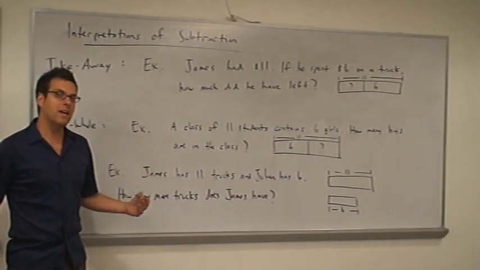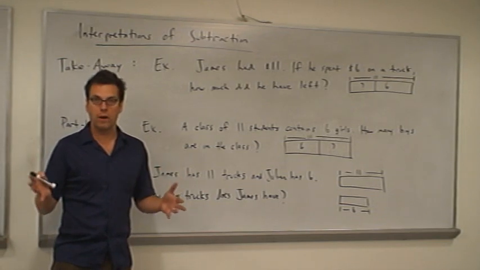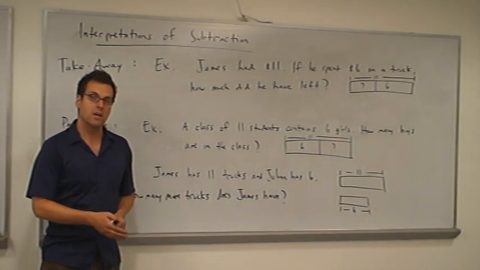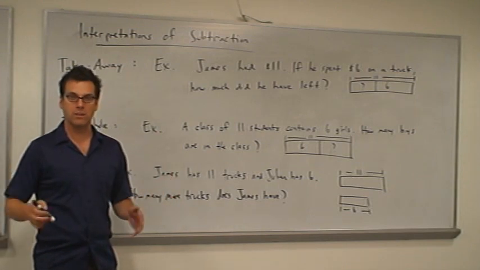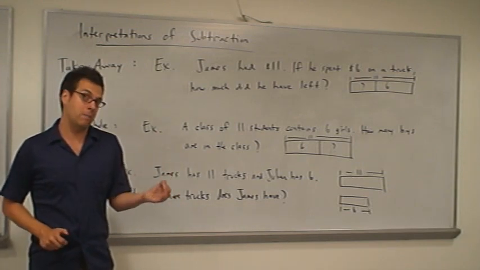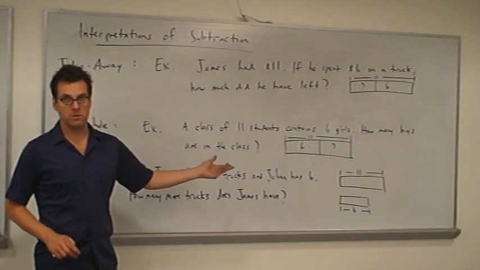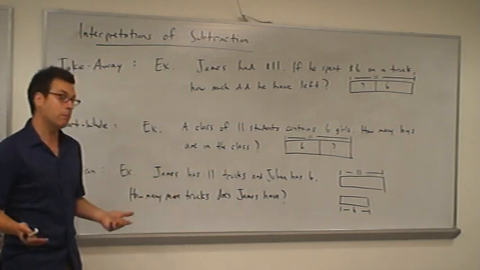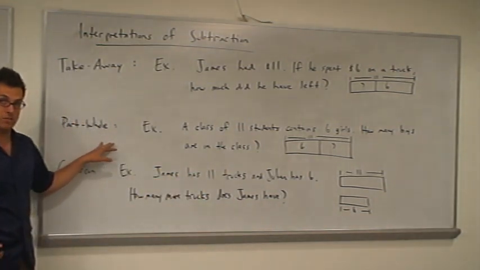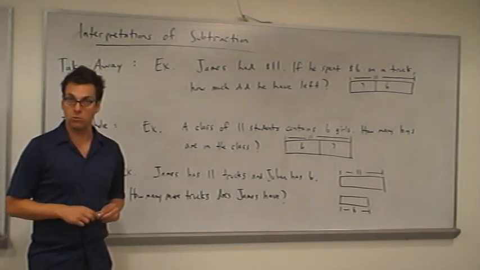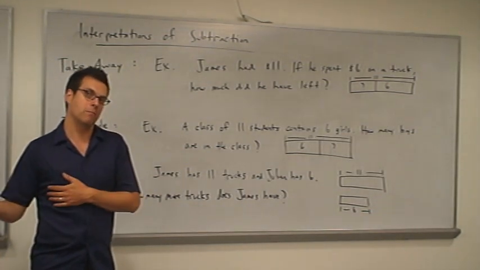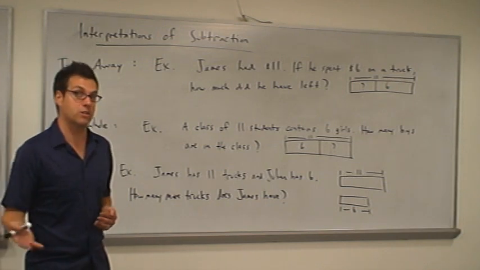So this is not takeaway. We're not reducing the whole number by a specified amount. Instead, what we have in this situation is the whole, in this case 11, and we know one part that makes up the whole. That's what the 6 represents. So this is something we might call a part-whole interpretation of subtraction, because we know one part, we know the whole, and we wish to find out what is the other part that makes the whole. But again, this is still a subtraction problem.